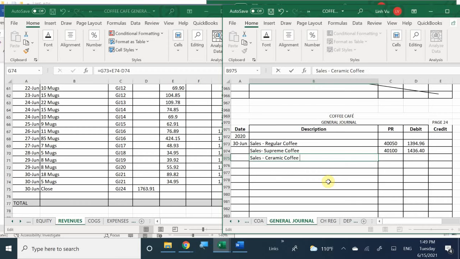Does the balance match, Melinda, for the last 3 numbers? Yes. Yeah, I got it now. So I'm going to zero out my ceramic coffee mugs for the 1763.91.